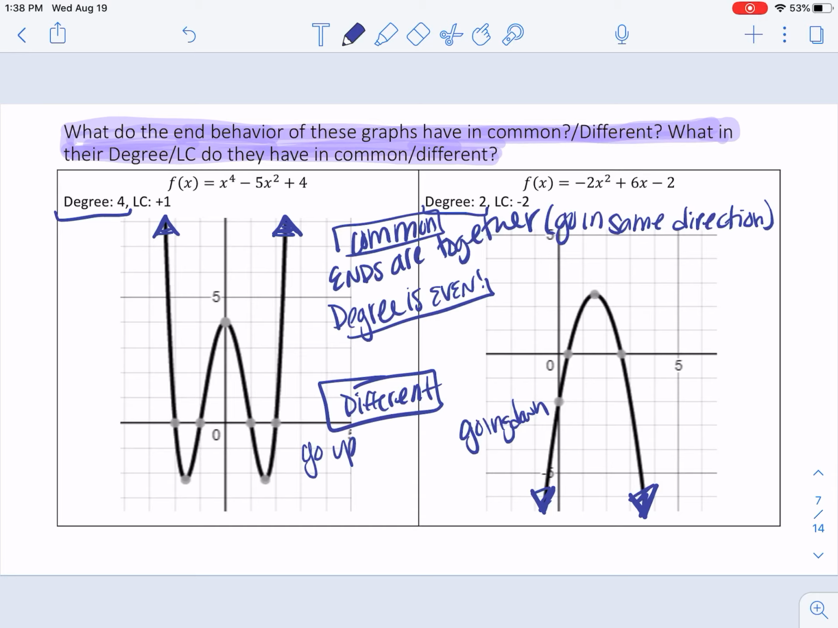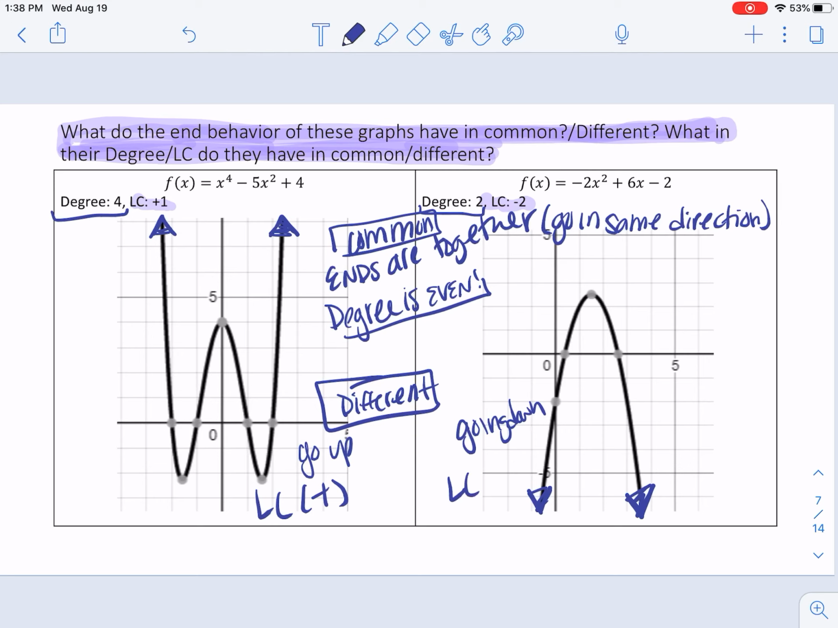And we find that because of their leading coefficient. I made a big deal about that. On this one, the leading coefficient was positive, so the ends are going up. On this one, my leading coefficient was negative, so my ends were going down. So the big takeaway from the screen is that when we talk about even, we're talking about that degree, and your ends are going to go together. If it's positive and even, both ends go up. If it's positive and odd, both ends go down.